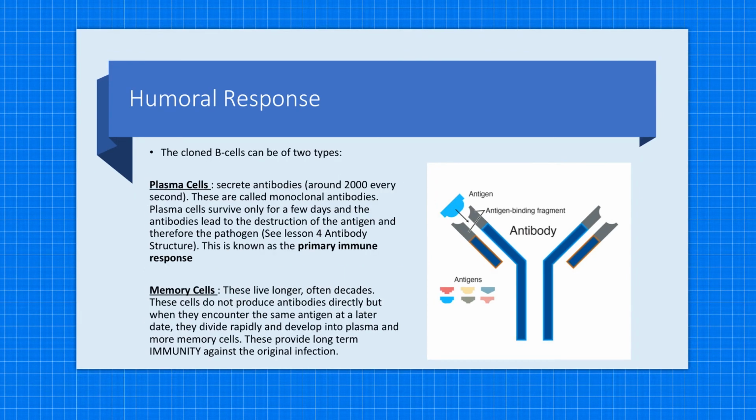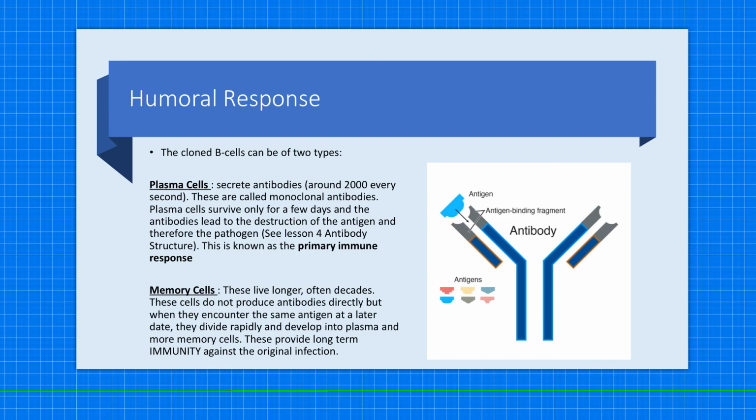There are two types of B cells. First of all, plasma cells. These secrete antibodies, around 2,000 every second, and these are called monoclonal antibodies because they are identical. Plasma cells survive only for a few days, and the antibodies lead to the destruction of the antigen and therefore the pathogen. We will look at that in more detail in the next video. This is what we call the primary immune response.